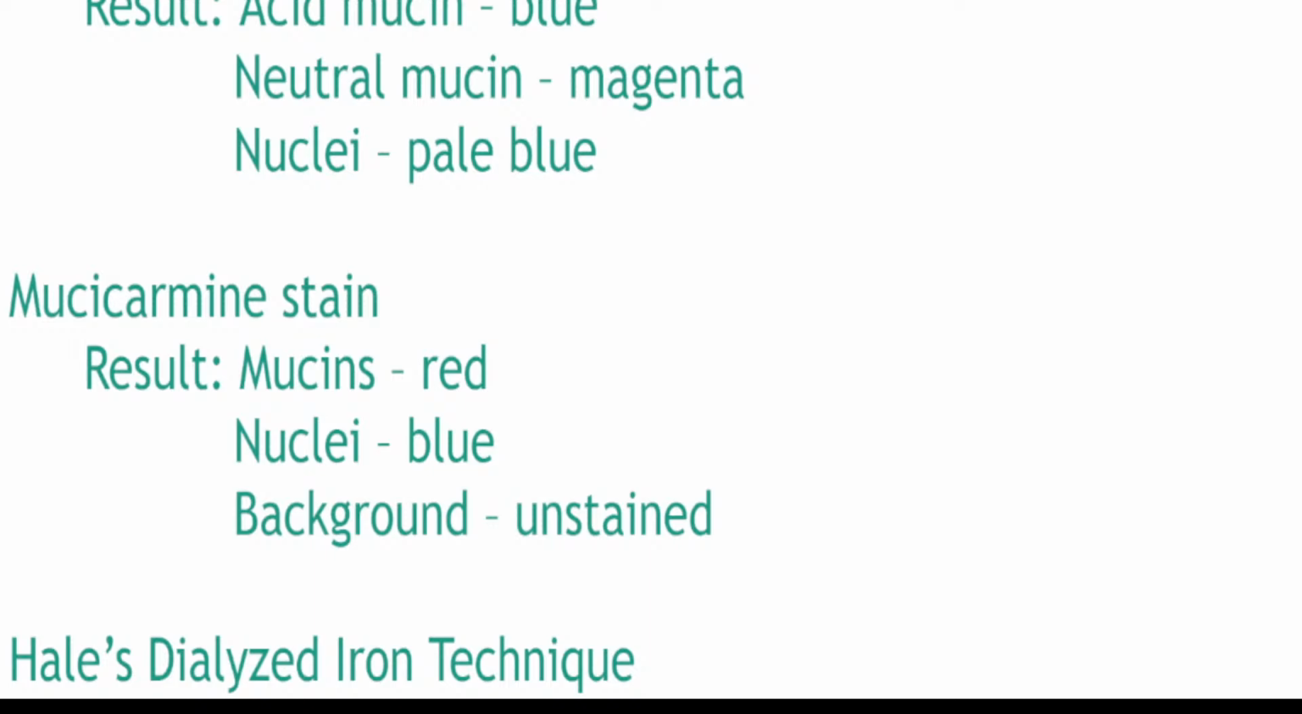Mucicarmine is a carmine stain that stains mucins red. The nuclei remain blue and the background remains unstained. Hale's dialyzed iron technique is another way to detect acid mucin. This time, the color is dark blue.